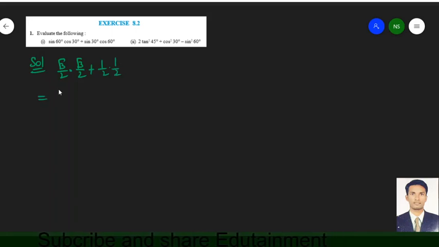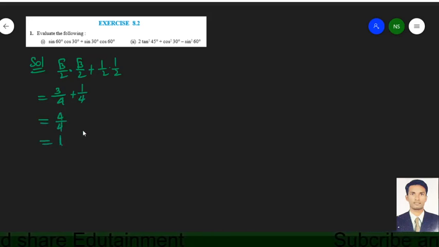If we simplify this, we will get root 3 into root 3 is 3, divided by 2 into 2 is 4, plus 1 by 4. So we will get finally 4 by 4, which is equal to 1. Let's move to the second question's solution.